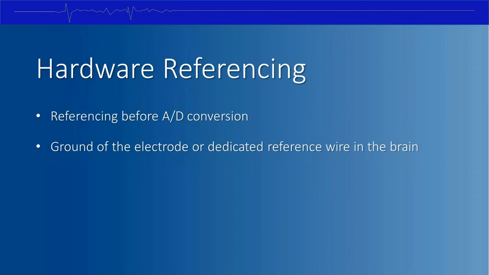One way is hardware referencing. This referencing occurs before A to D conversion. In other words, the noise isn't recorded. This type of referencing is typically achieved with a dedicated reference electrode in the brain. The reference electrode is adjacent to the other recording electrodes. The reference electrode will have a different impedance than the recording electrodes so as to pick up similar artifacts or noise as recording electrodes, but not similar signals of interest. This type of hardware referencing with a dedicated reference electrode is optional. Without setting the system to use a dedicated reference electrode, the system will use the ground electrode in the array by default.